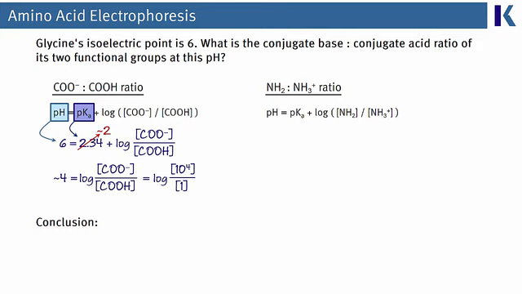Based on these calculations, what's the general relationship we can extract in terms of the base to acid ratio when the pH is greater than the pK? Well, as we saw here, our pH was 6 and our pK was 2.34, and we ended up with a whole lot more base than acid. So when the pH is greater than the pKa, the base is favored.